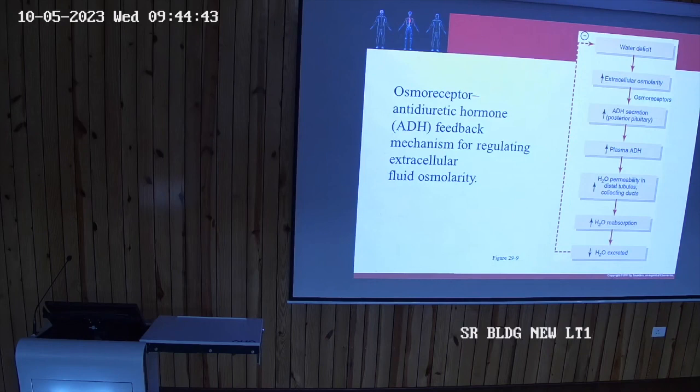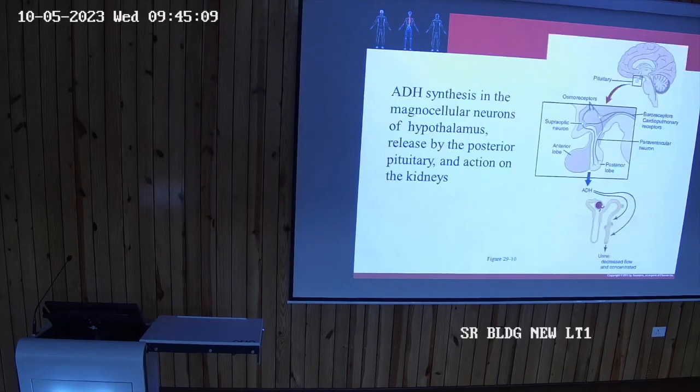There will be an increase in ADH. What will it do? It will increase the permeability of the collecting tubules. The mechanism for that is the V2 receptor, a second messenger mechanism, and opening of the aquaporin 2 channel. Increase in water reabsorption, more water is retained, and this is corrected. ADH is synthesized in the magnocellular neurons of the hypothalamus, released by the posterior pituitary, and acts on the kidney. This is the axis, and it is affecting which part of the nephron?